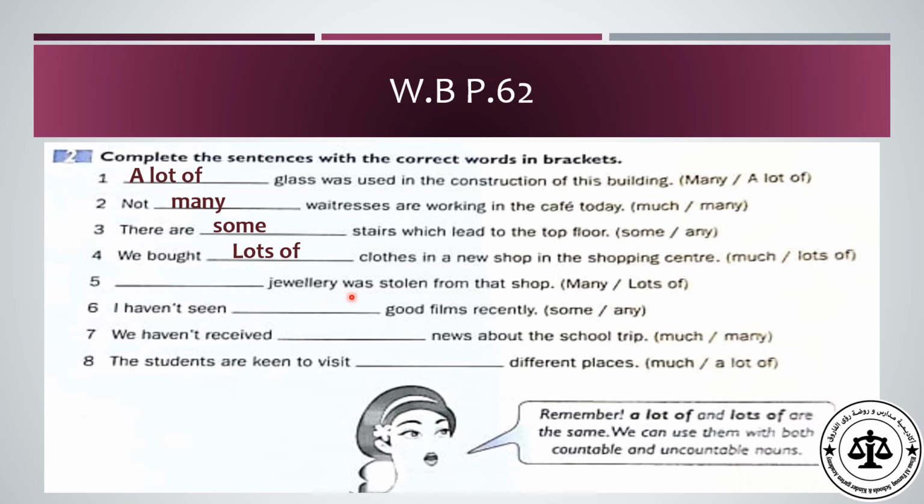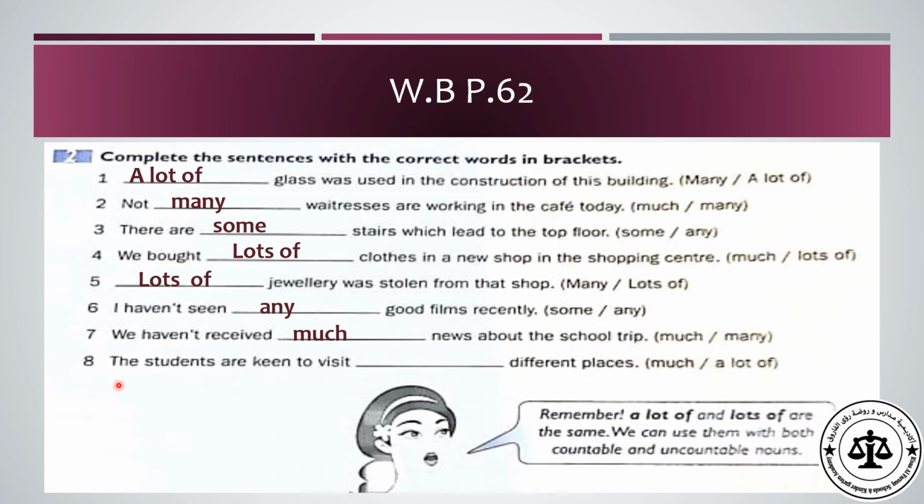Jewelry was stolen from that shop. We have many or lots of. Of course, we use lots of لأنه الماني بتيجي مع الcountable. Jewelry is uncountable noun. I haven't seen good films recently. Some or any. This is a negative sentence. هاي جملة منفية، إذا بنستخدم of course any. We haven't received news about the school trip. Much or many? Yes, excellent. This is much لأنه news is uncountable noun.